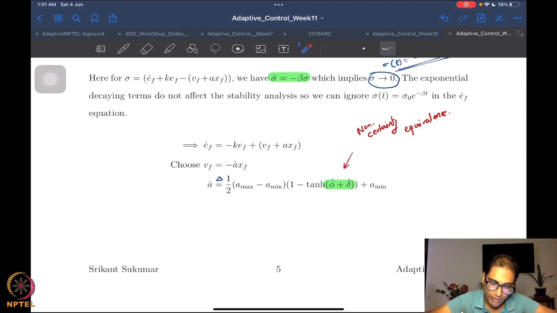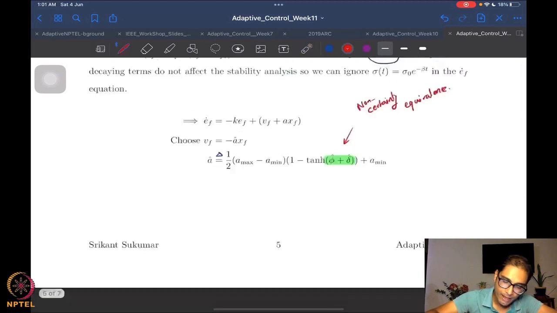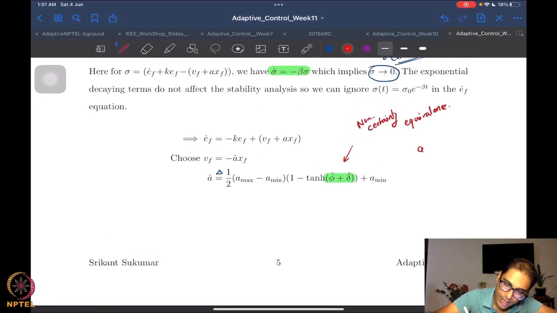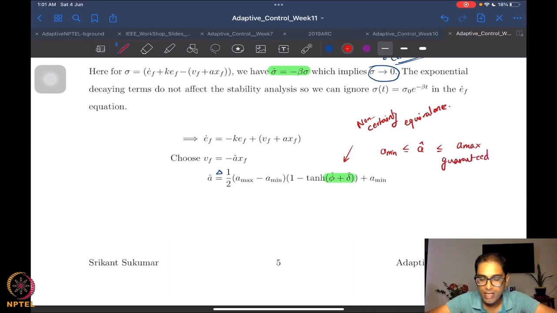Whatever the phi hat plus delta hat, this A hat is definitely going to lie between A min and A max. This is guaranteed by virtue of the property of the tan hyperbolic, that it lies between minus 1 to 1 irrespective of what the argument is. So you're bound to lie between A min and A max, and this is what we want.